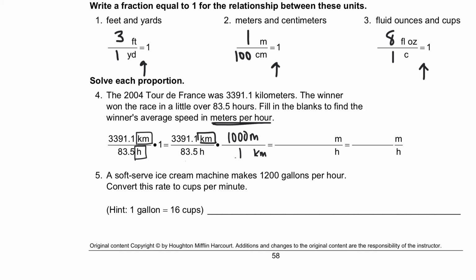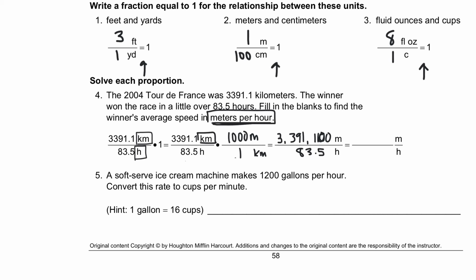So we're going to take these two numbers and we're going to multiply them. So we're going to multiply this out. 3,391.1 times 1,000. We're going to move that decimal place 3 times, so it's going to seem like a large number. So it's 3,391,100 meters for every 83.5 hours.